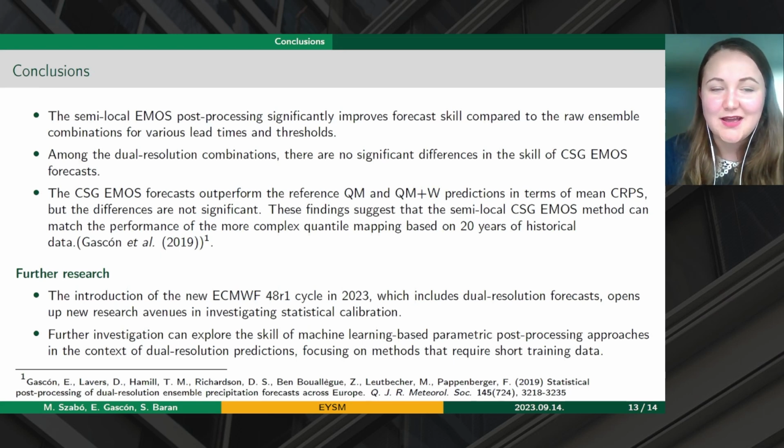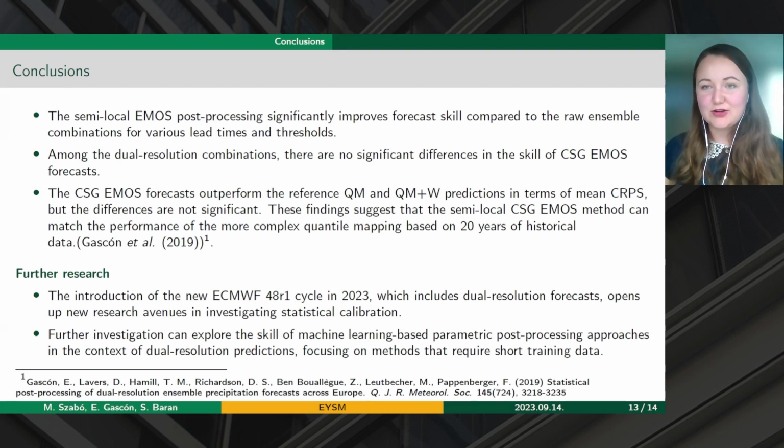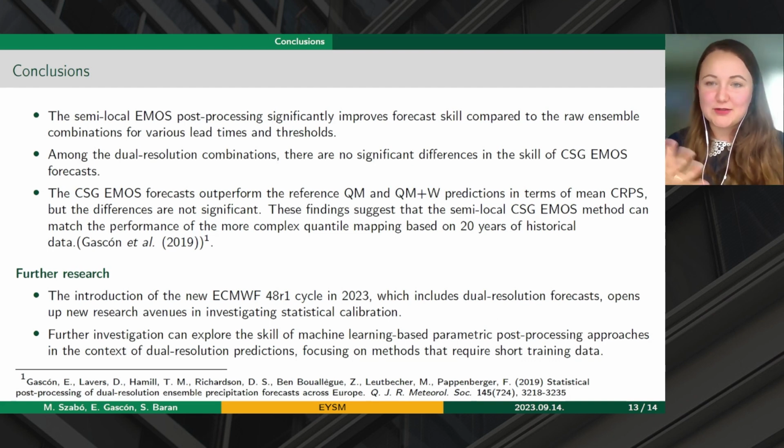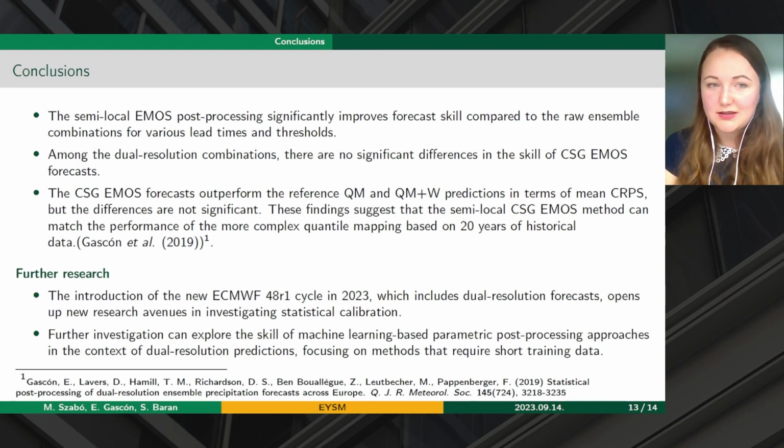So to conclude everything, we have significantly improved the forecast skill compared to the raw ones for all lead times and thresholds, and also found that there is no significant difference in the skill between the combinations. But the original aim was to compare to the other quantile mapping non-parametric approach with the longer training data, with 20 years of training data. We were able to catch up to that using a much smaller data set, and the validation was on the same one, so it was a fair comparison.